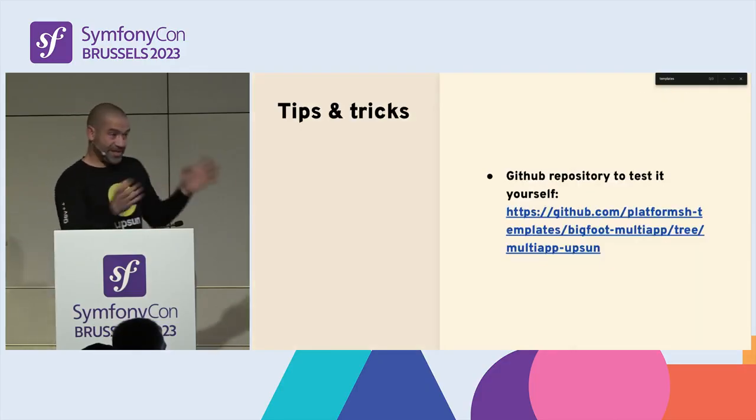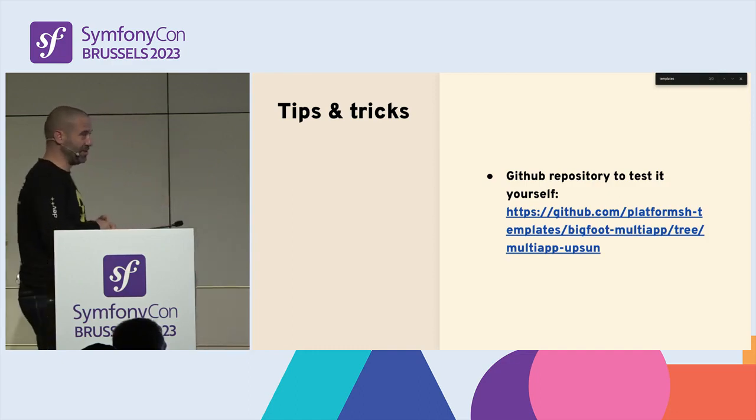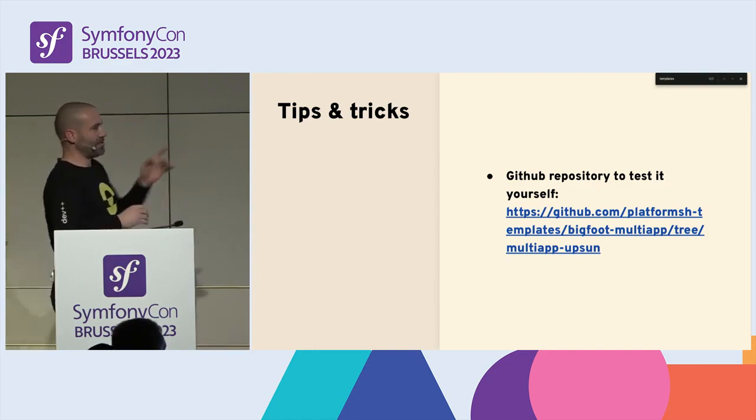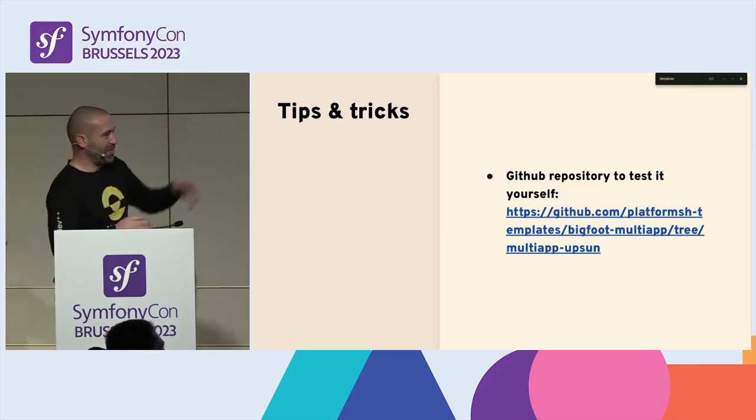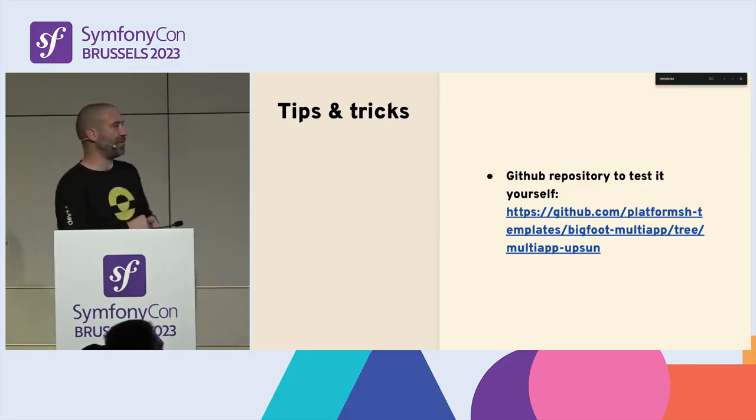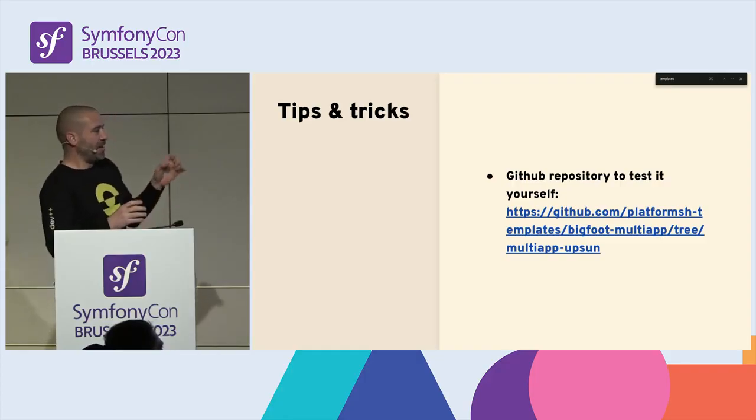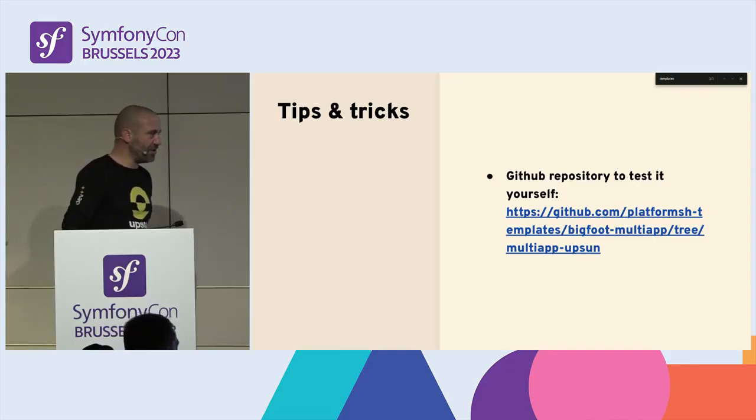So yeah, these are the steps to transform a monolith into multiple applications. This is a link to the source code. On the Platform.sh templates, you will find a lot of templates to deploy on Platform.sh. In the Bigfoot multi-app, I created a dedicated branch, multi-app Upsun.